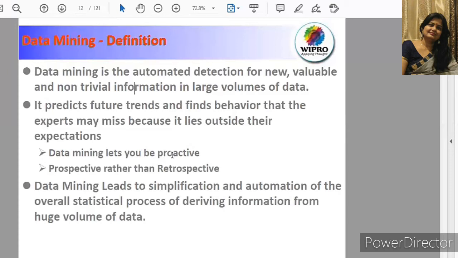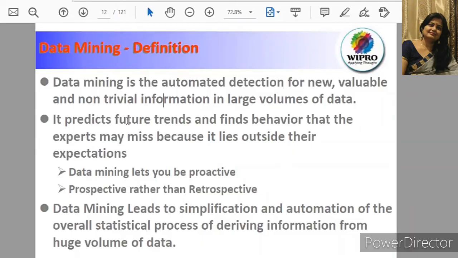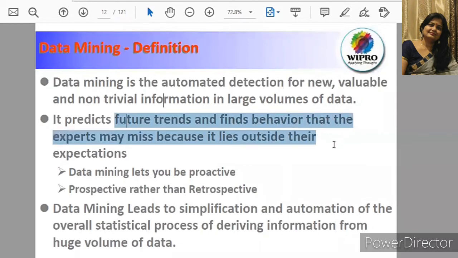So you try to have users fill in forms. You may have a free survey where people fill in forms about their interests: what color of car they like, what model they like, what features in the car they like. It predicts future trends and finds behavior that the expert may miss because it lies outside their expectations.